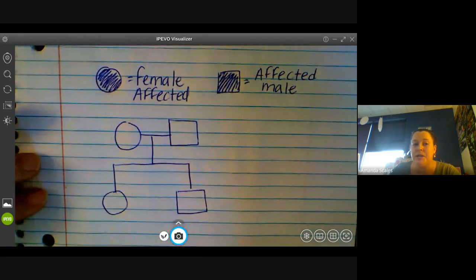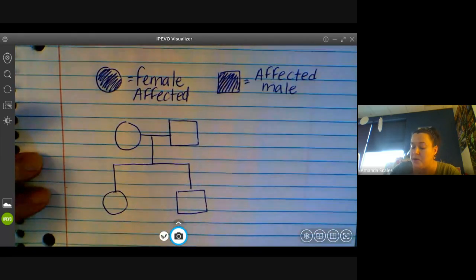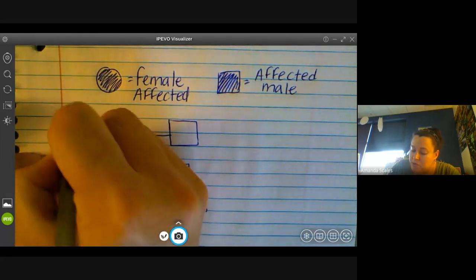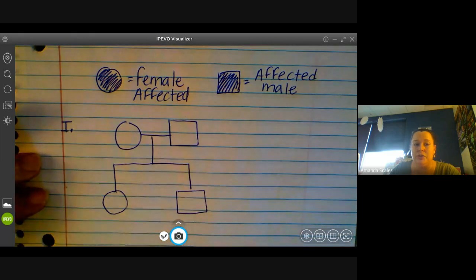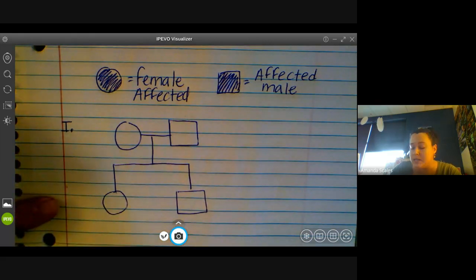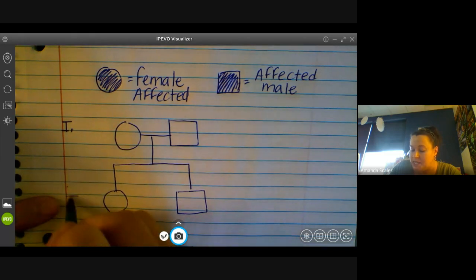So what we do here to show multiple generations, we put a Roman numeral off to the side. We use the symbol for 1 to show the first generation. Now, the ones below it is the next generation, and this is the second one. So you use a number 2.